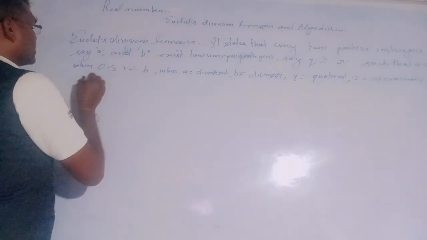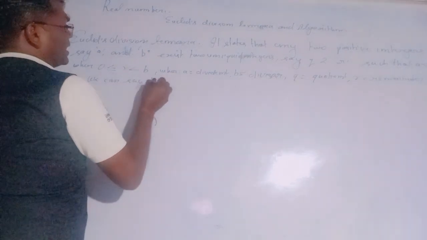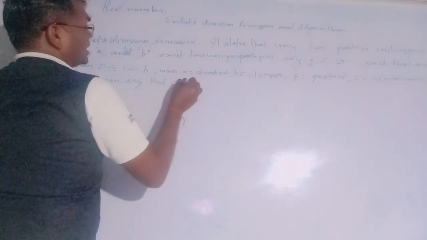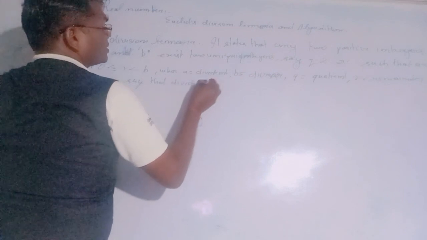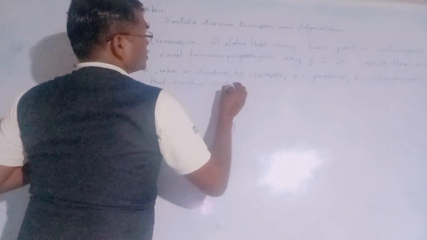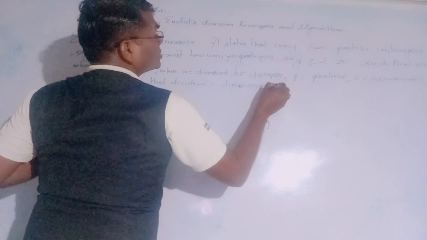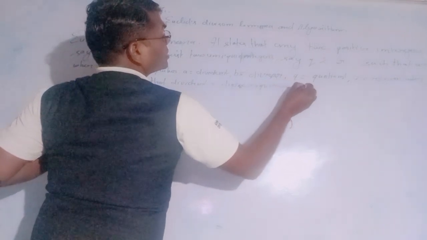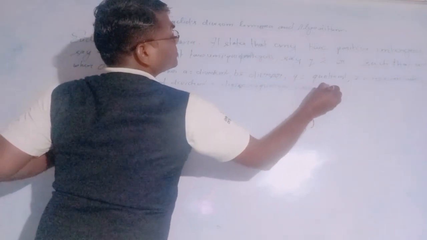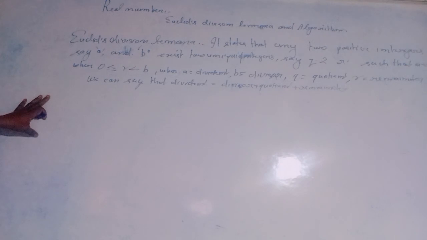So we can say that dividend is equal to divisor into quotient plus remainder. Divisor into quotient plus remainder.